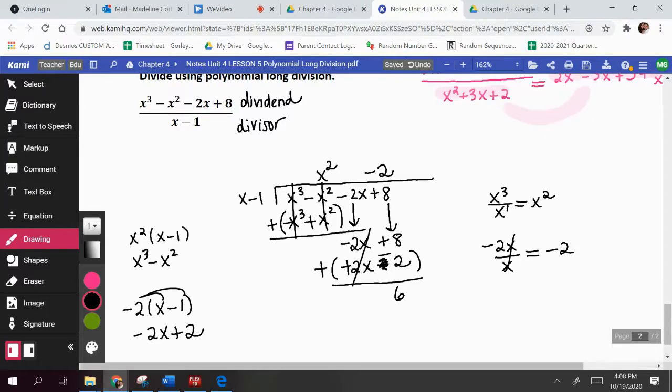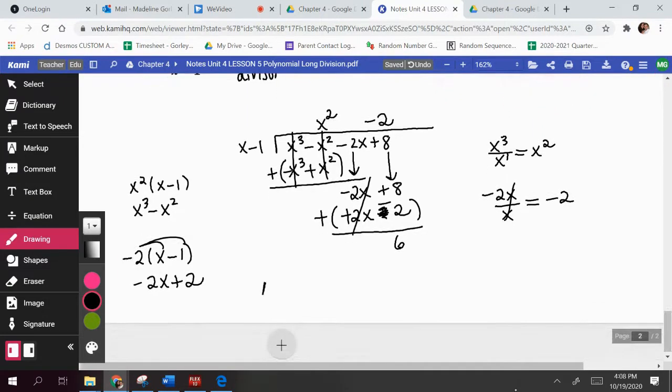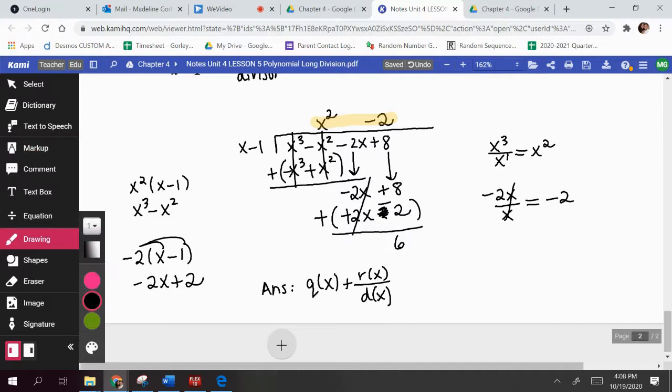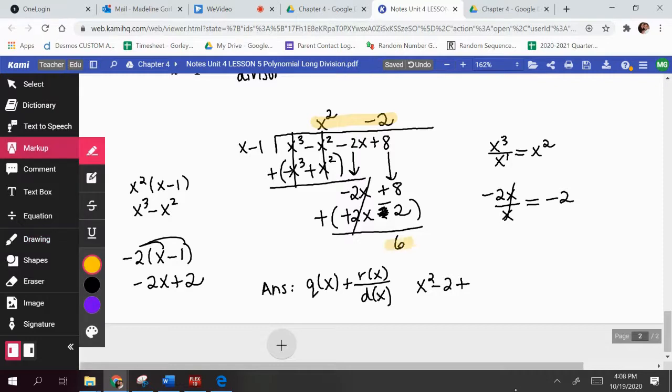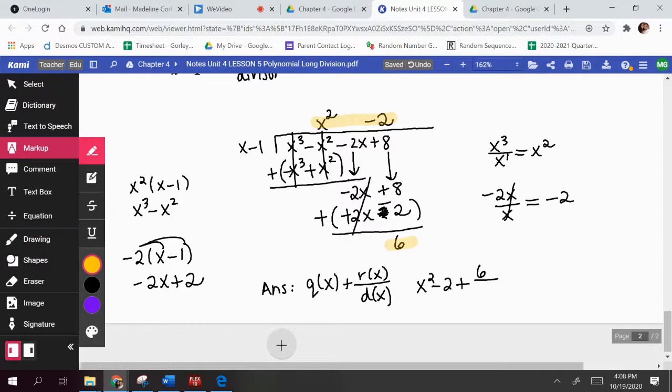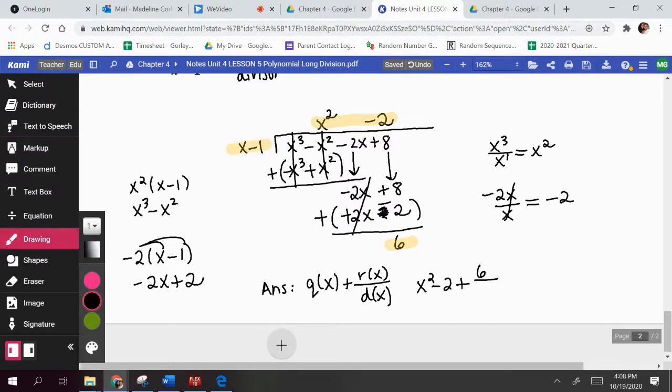So remember, write your answer. Your answer should be written as quotient plus remainder over divisor. So my quotient was x squared minus 2 plus, what was my remainder? My remainder was 6 over, what was my divisor? I was dividing by x minus 1.